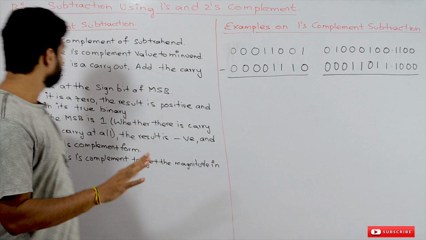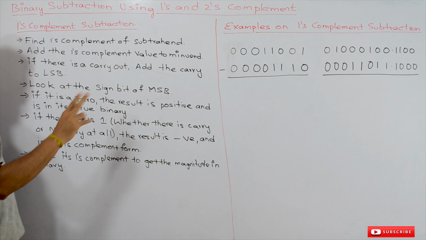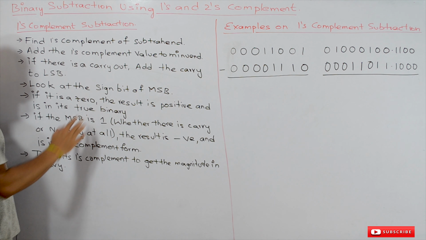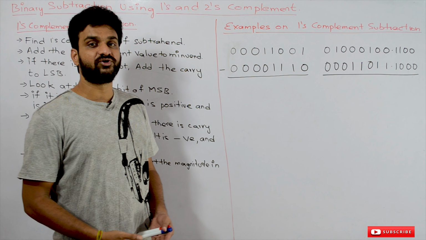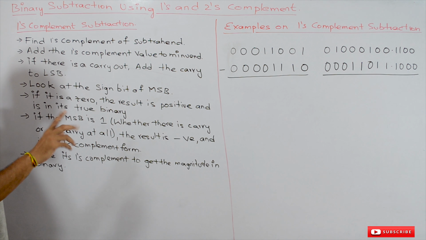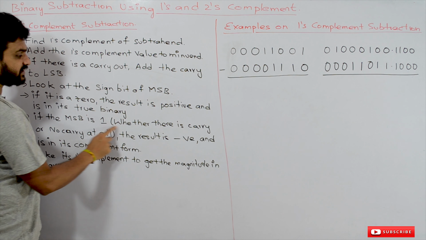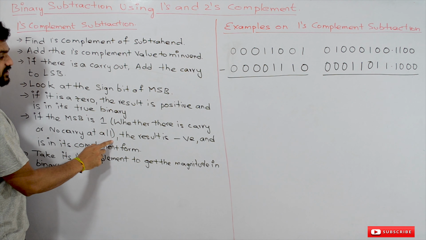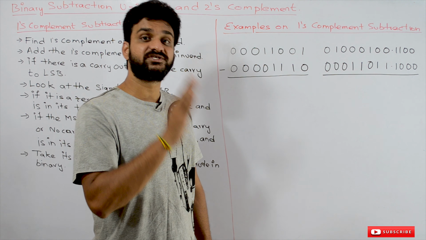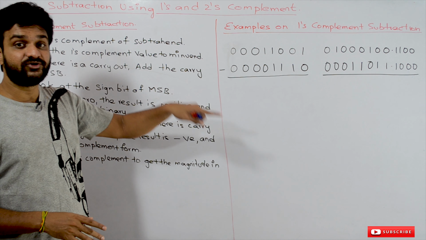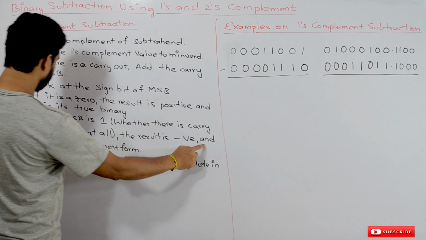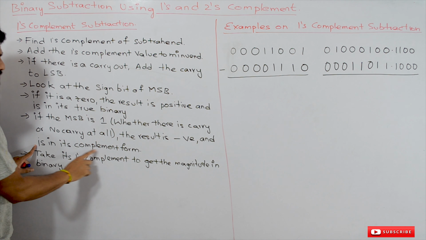There are two cases: the sign bit is 0 or it is 1. If it is 0, the result is positive and is in its true binary form. If the MSB is 0, it is a positive number in its true binary form. If the MSB is 1, whether you have a carry or no carry at all, the number is in negative form: the result is negative and is in its complement form.